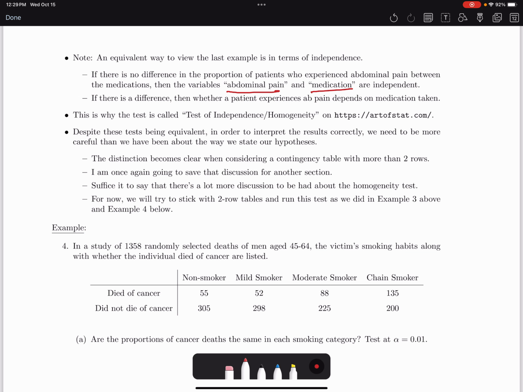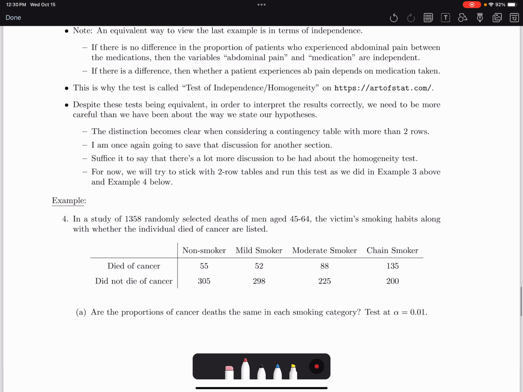So anyway, if there is a difference in the proportions of patients, like we saw, for example, that cholestyramine patients had a larger proportion of abdominal pain, then obviously whether or not you experience abdominal pain depends on the medication you took, right? So that's why the test is called a test for independence / homogeneity. We're thinking of it as a homogeneity test for right now, but it could also be thought of as a test for independence, and that's a topic that we'll discuss in Unit 4.